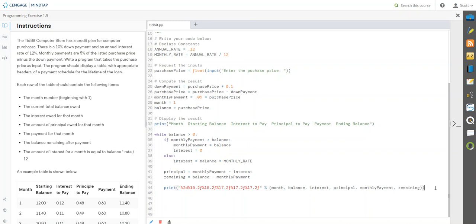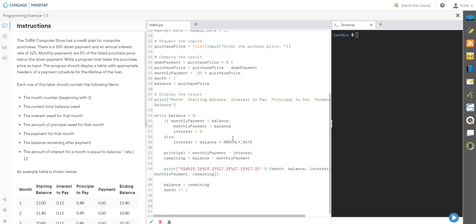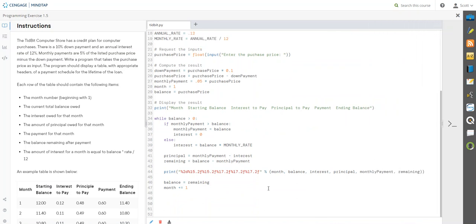Now, once we've printed that one off, we want to change balance to equal what we have left to pay, remaining, and increase the number of month, plus equals 1, increase month by 1. Now that's what we've got to do in a nutshell, but I want to explain something that's taking place in here.